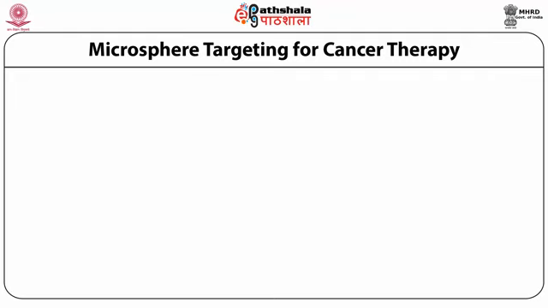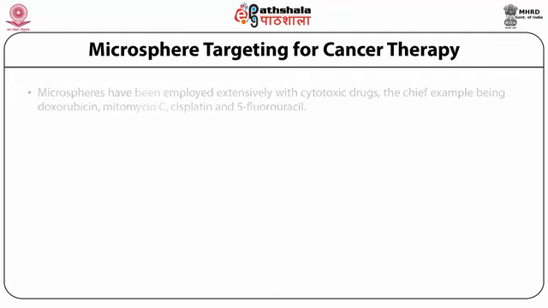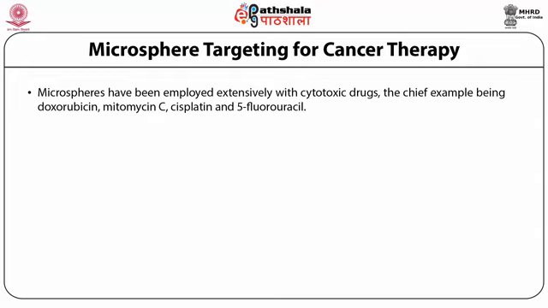Microsphere targeting for cancer therapy. Microspheres have been employed extensively with cytotoxic drugs, the chief examples being doxorubicin, mitomycin C, cisplatin, and 5-fluorouracil. Cancer therapy demands specificity so as to avoid damage to the healthy cells, thus targeting with microspheres is being exploited recently to achieve the demand.